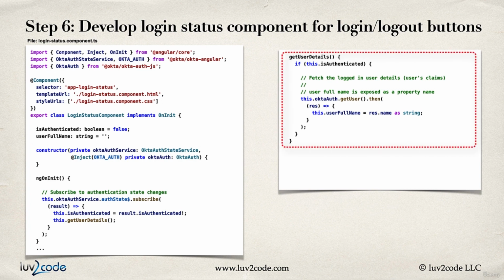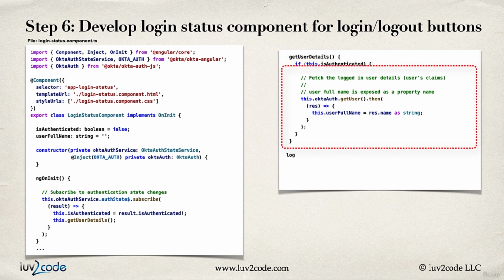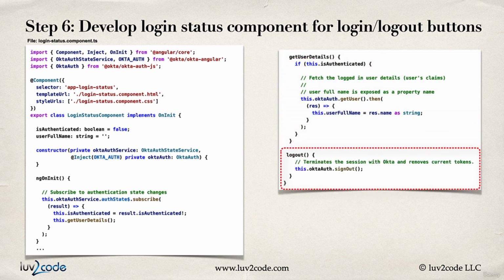And we check if this.isAuthenticated, then we'll fetch the logged in user details, their claims, and the user full name is exposed as a property name. So here we'll say this.oktaAuthService.getUser().then. Once we get a response, then we'll say this.userFullName equals the response.name. And then also at the bottom here, we'll have a logout method. When they actually do log out, we'll make use of the Okta auth service and sign out the user. This removes the tokens that are associated with this given user.